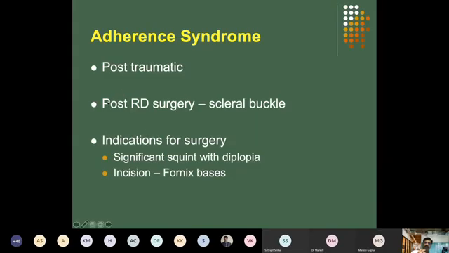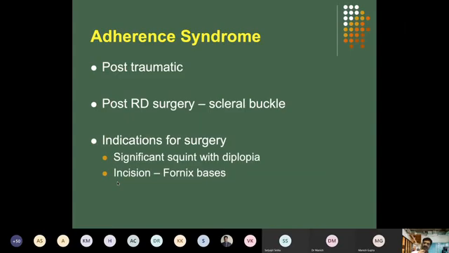extraocular movement limitation also. And earlier, when scleral buckle was the most common form of retinal detachment surgery, this was very, very common. And even now, we keep getting post RD surgery patients coming, and if the vision has improved, then the patient gets diplopia, and they come to us for squint evaluation. So, if the diplopia is constant and not getting corrected with the prism in the spectacles, then we may have to go for surgery. And most important is the incision has to be fornix based.